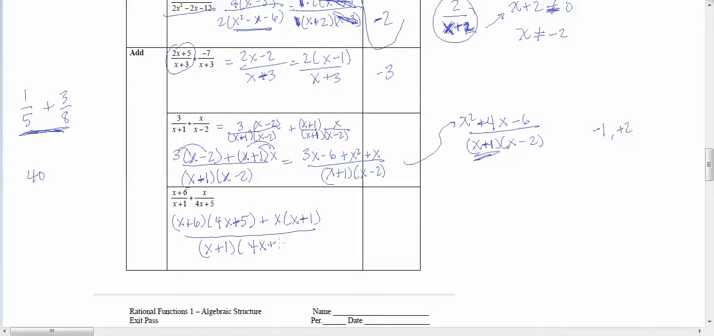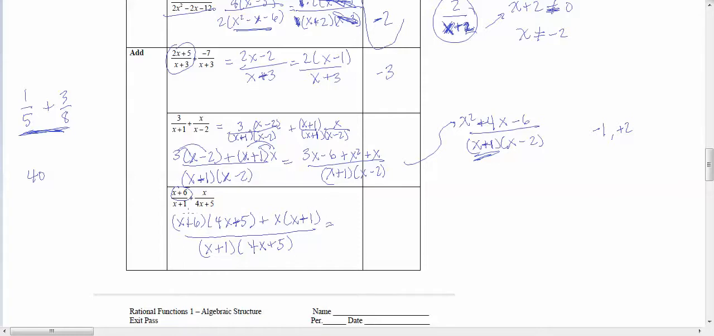4x plus 5. I basically knew that my common denominator was those two denominators multiplied together. So I asked myself, in the numerator of the first one, what is it missing to make it have that denominator? Well, it's missing a 4x plus 5. And then in the numerator of the second one, it's missing an x plus 1.